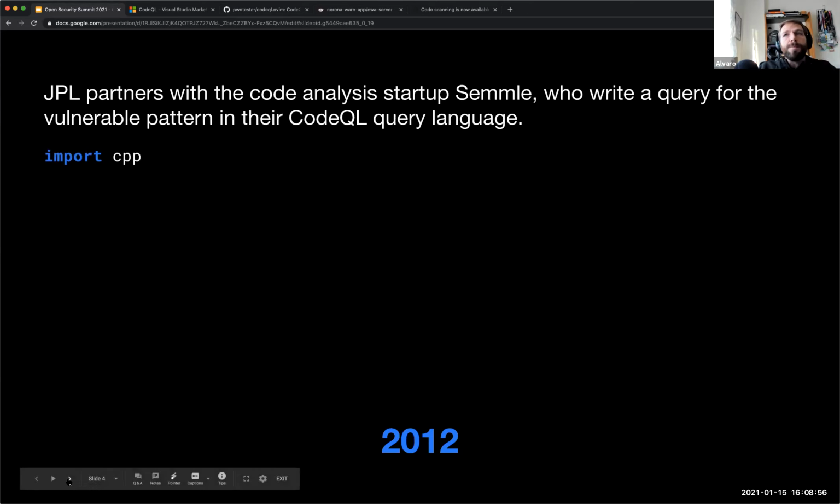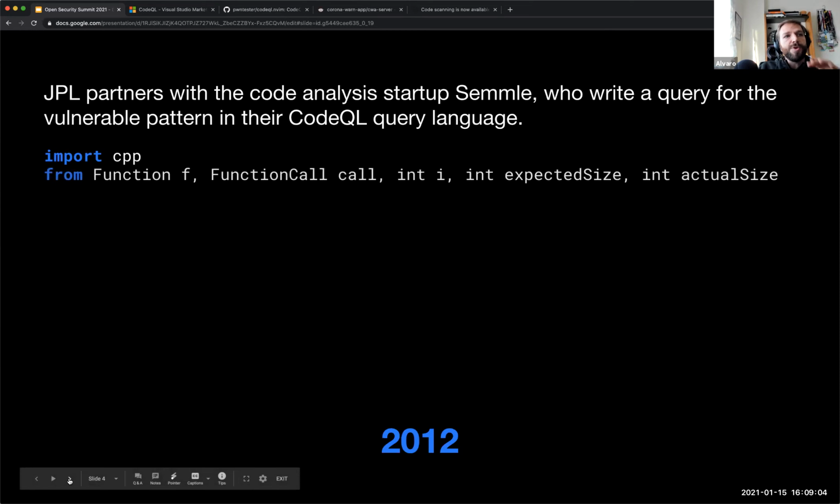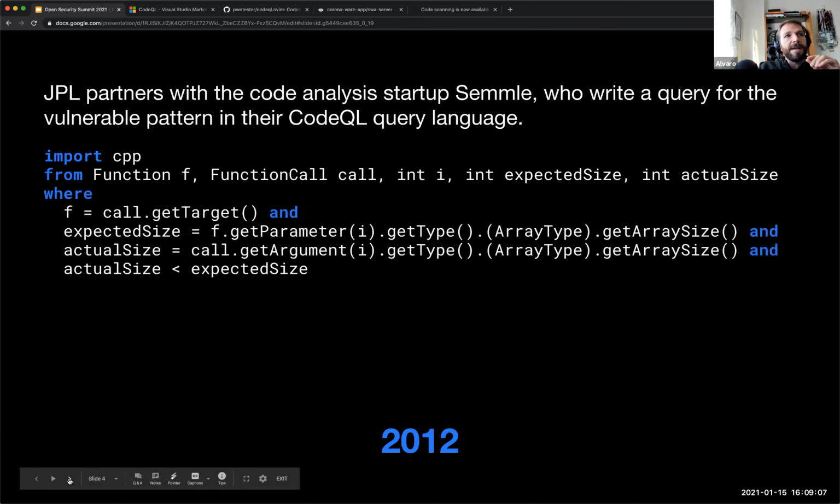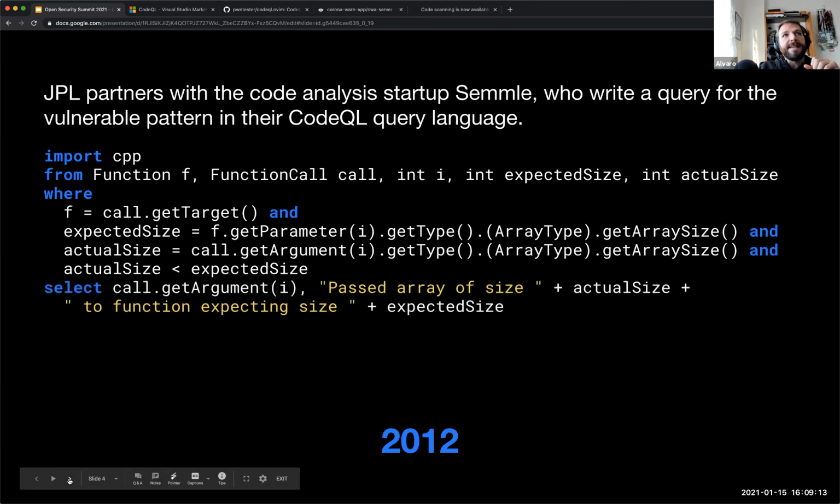I know most of you are probably not familiar with CodeQL, so bear with me. I will introduce the basics of the language later, but just so you can have a view of what CodeQL looks like, this is the query that NASA ran on the software of the Curiosity rover. And basically, as you can see here, first of all, we are importing the C++ standard library.